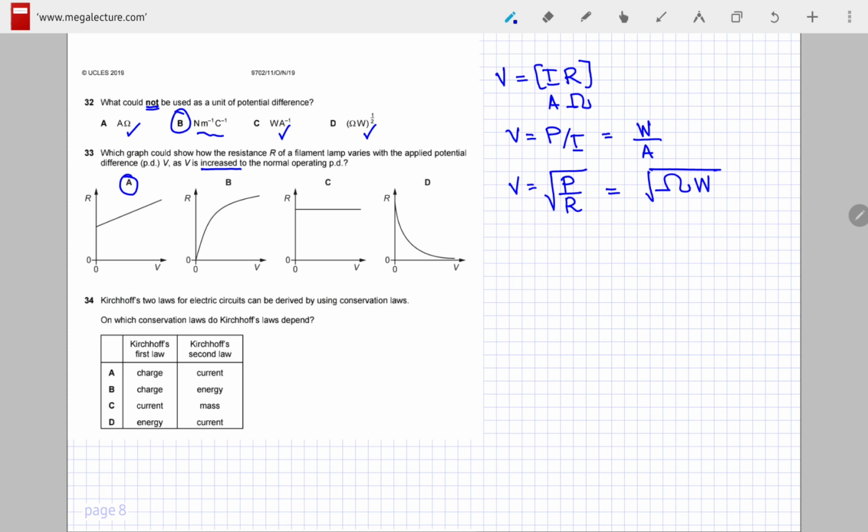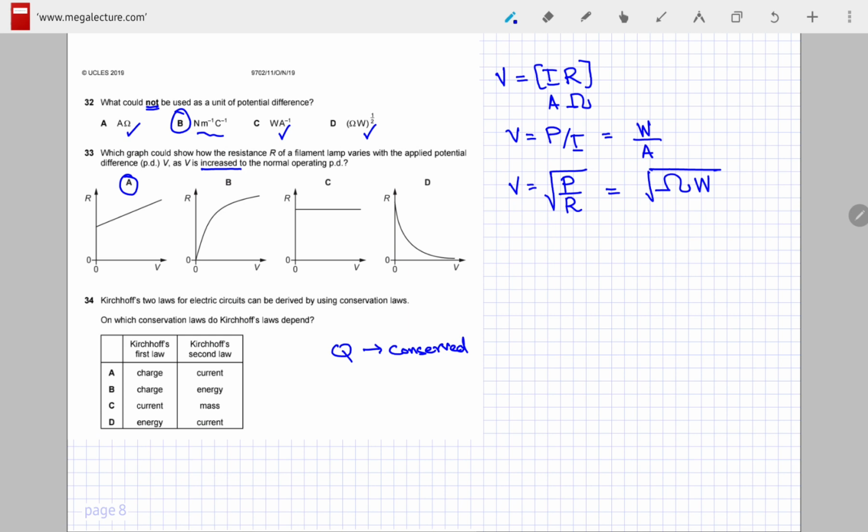Thirty-four. Kirchhoff's two laws for electric circuits can be derived by using conservation laws. On which conservation laws do Kirchhoff's laws depend? So we need to know what are Kirchhoff's first and second laws. So let's quickly recall. The first law is also known as the current law, and it states that the current flowing into a node, or junction, must be equal to the current flowing out of that junction. And this leads to the conservation of charge, right? So charge is conserved from the first law.